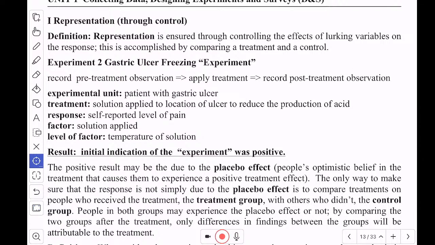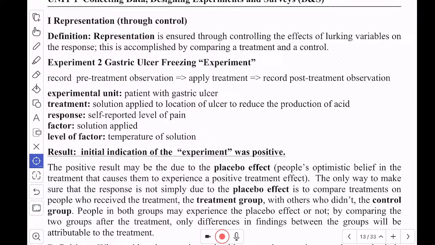So in this experiment, the experimental unit is the patient with the ulcer. The treatment is a solution applied to the location of the ulcer to reduce the production of acid that causes the pain. The response is the self-reported level of pain. The factor is the solution, and the level of the factor is the temperature of the solution. And there's a medicinal property to the solution, but we're going to mark the level of the factor being the temperature. So what's wrong with this experiment?